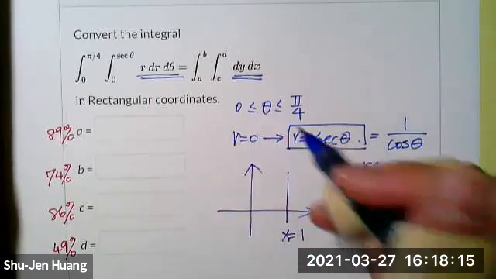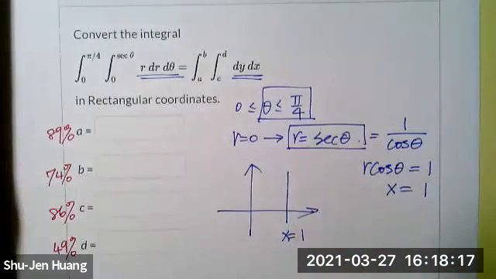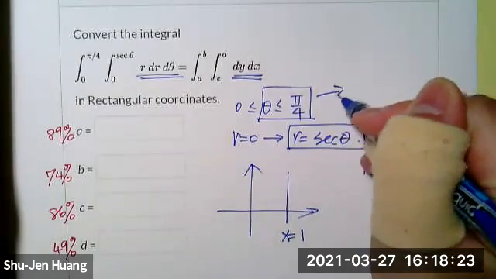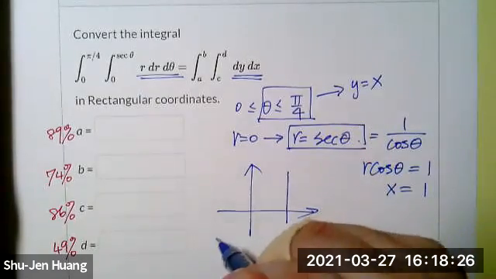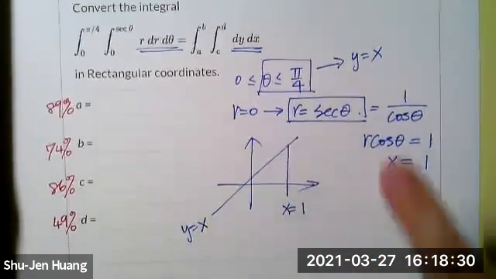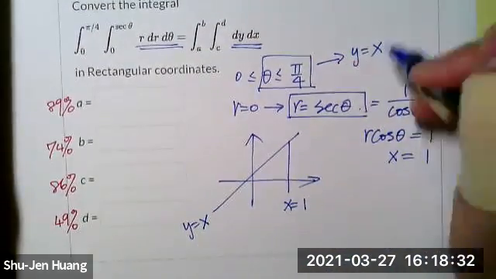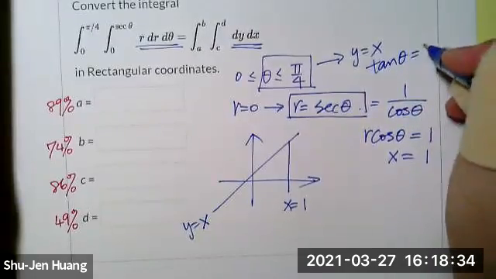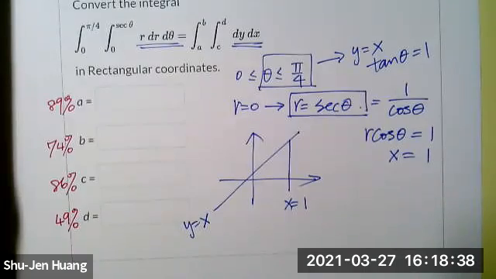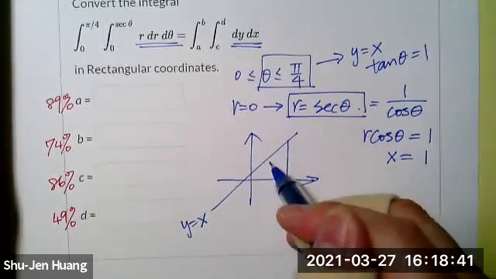And what's theta equal pi over 4? Can anyone tell me? Theta equal pi over 4, that represents the line y equal x. Because y equal x, that's when tangent theta equal 1, right? Tangent theta equal 1, that's when theta equal pi over 4. Okay, so this is the region we consider here.